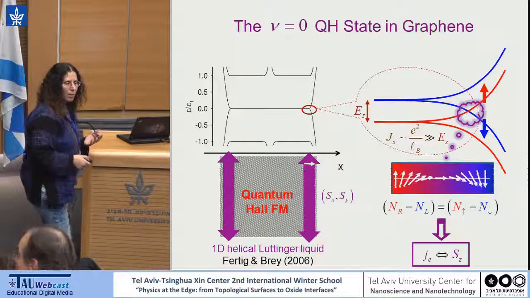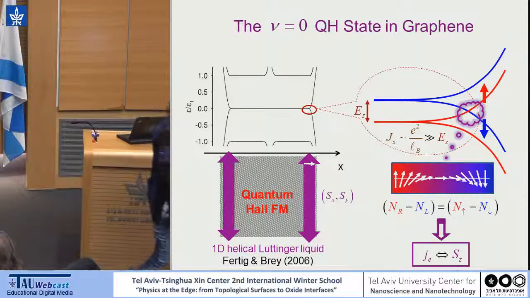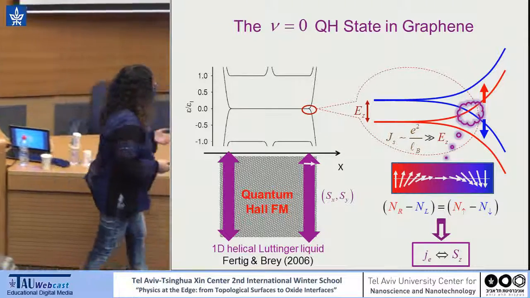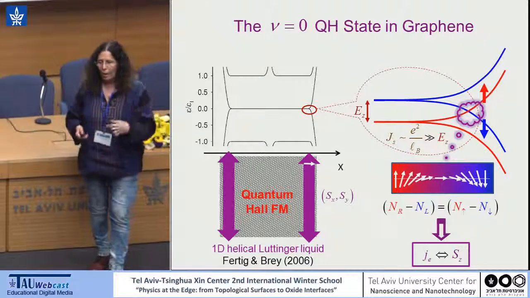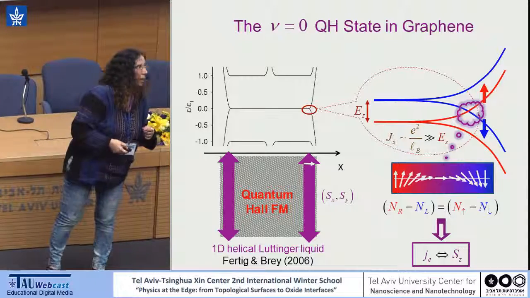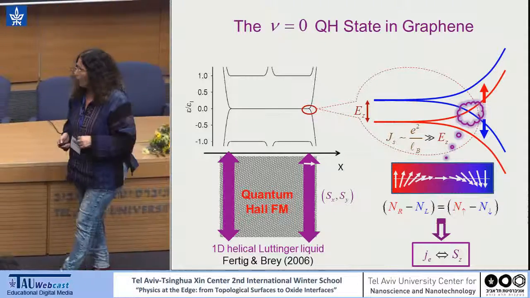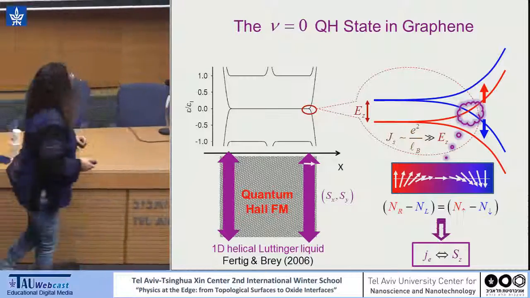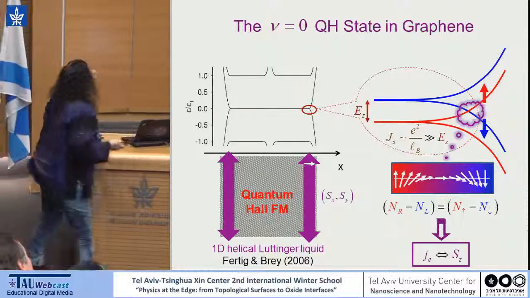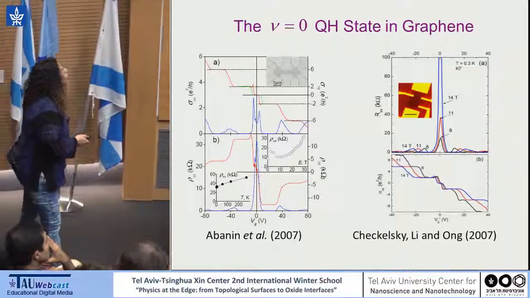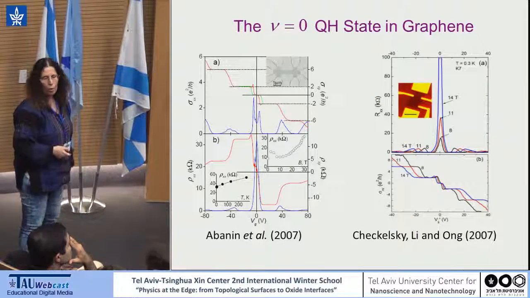Because of the helicity, it's going to be relatively immune to backscattering. And then the conductance will be maybe not perfect, but at least you expect to have some dip in the resistance at zero filling. And so it should be a good conductor. However, let's now go to the experiment, and that's not what you see.